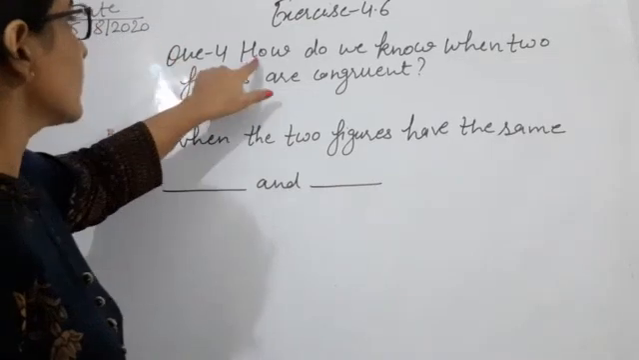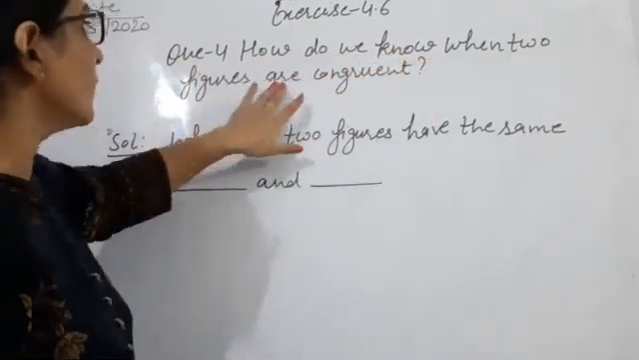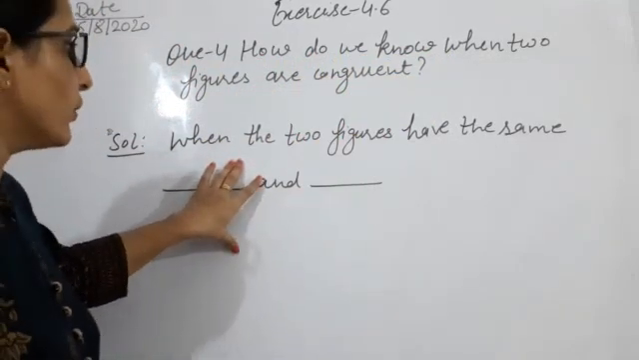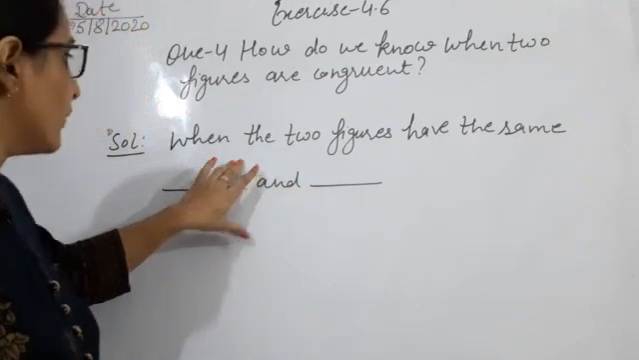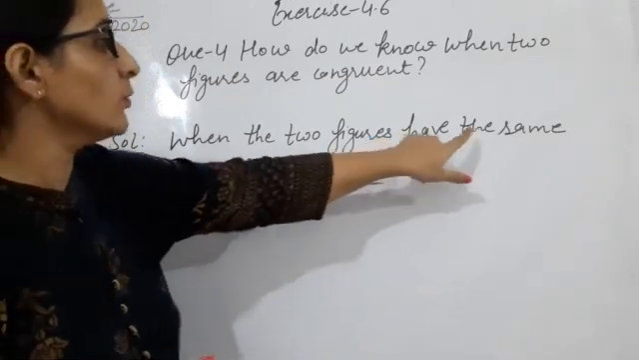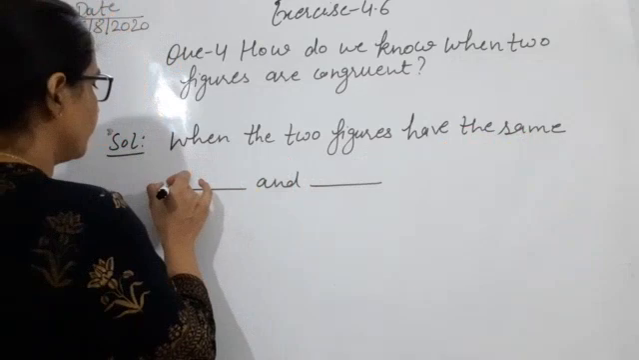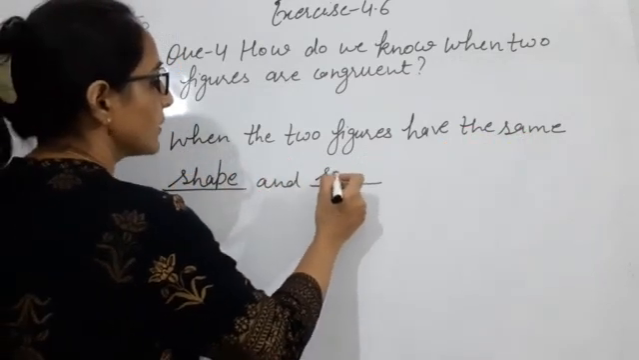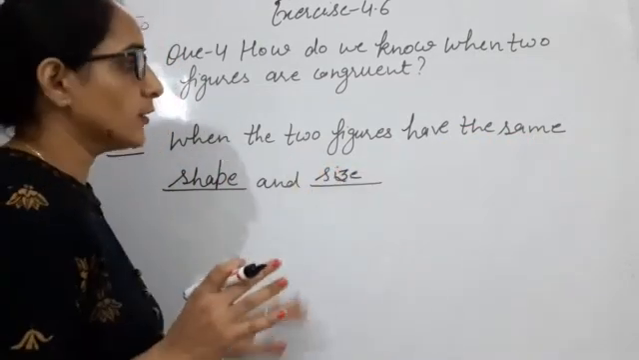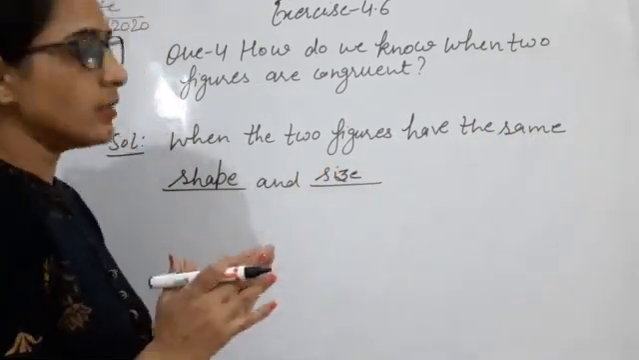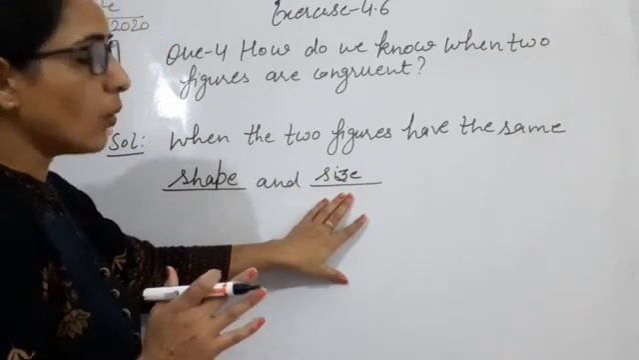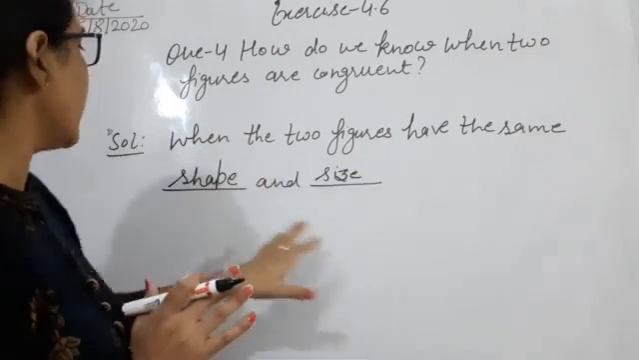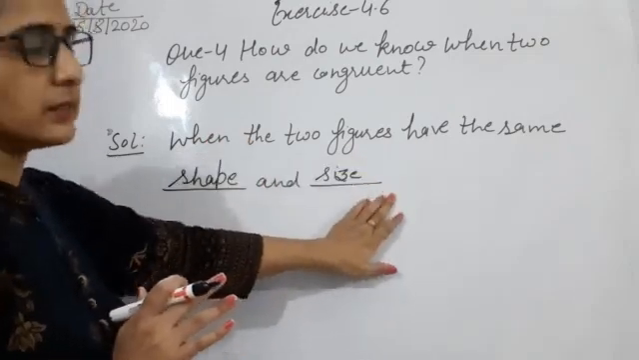Now question number 4 is how do we know when two figures are concurrent? So how do we know? I have already explained to you the definition of it. When the two figures have the same shape and size. Okay? When we look at the figures, both the figures will be same and they should also be same in size. So when the two figures have the same shape and size. Clear all of you?